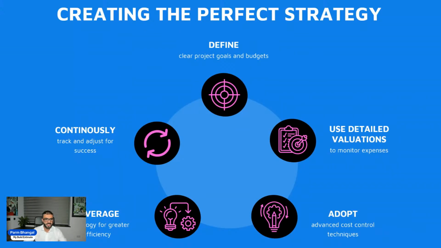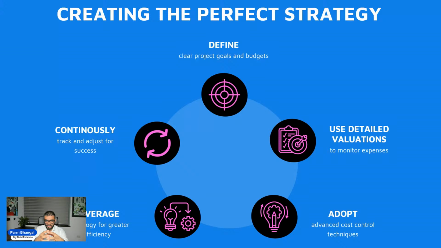Creating the perfect strategy. You've got to define clear project goals and budgets. You've got to know what them budgets are. If you ain't pricing them projects accurately, like I've shown you in them 3 steps, you've got to make sure that when you're pricing stuff, you've got the correct budgets allocated to different segments so that you can then monitor them going forward. Use detailed valuations, monitor them expenses at the key milestones within a project.